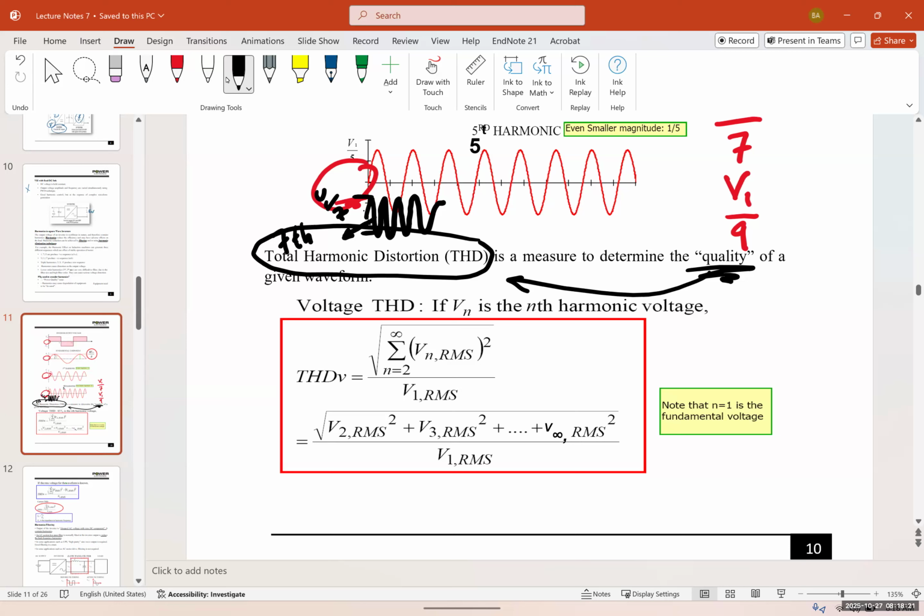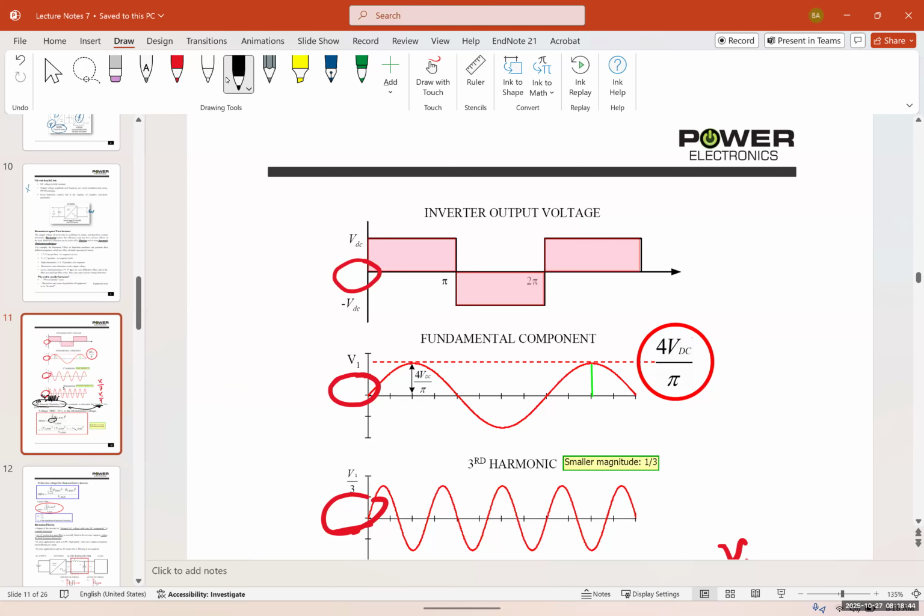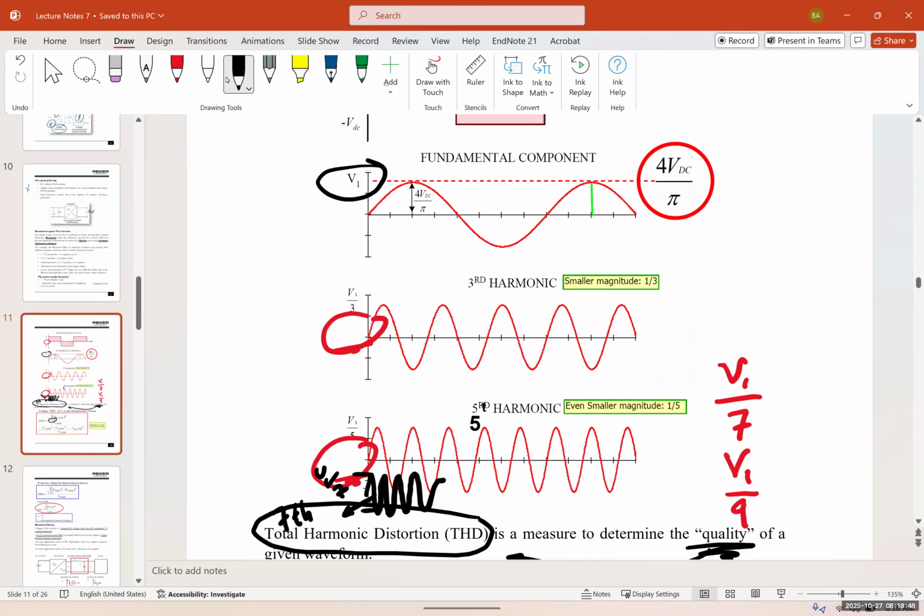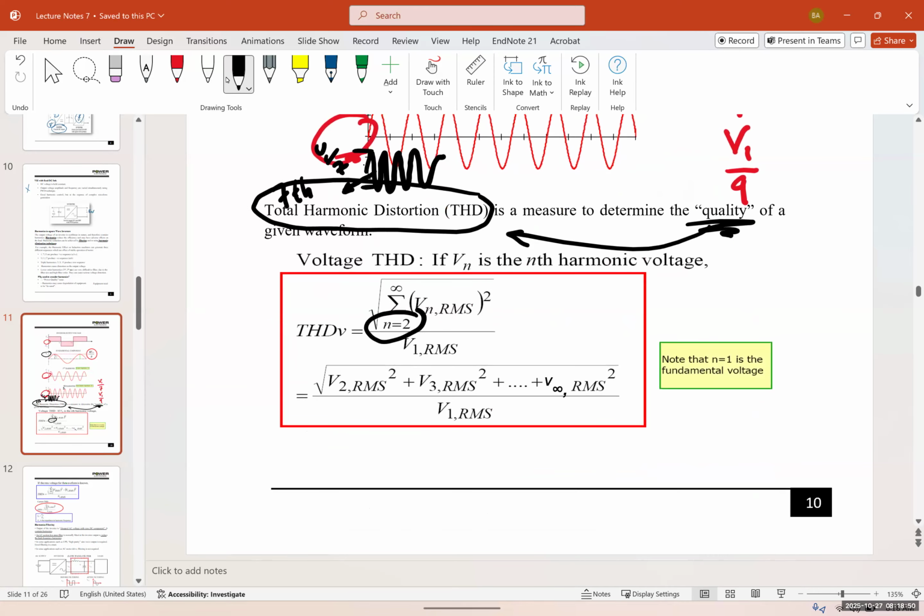Why did we start n from 2? Why didn't we start n from 0 or 1? Because the first harmonic is the fundamental harmonic, and we want to keep that. And we divide it by V1 RMS, which is the fundamental voltage. As you can see here, it's our fundamental voltage amplitude, V1, okay?